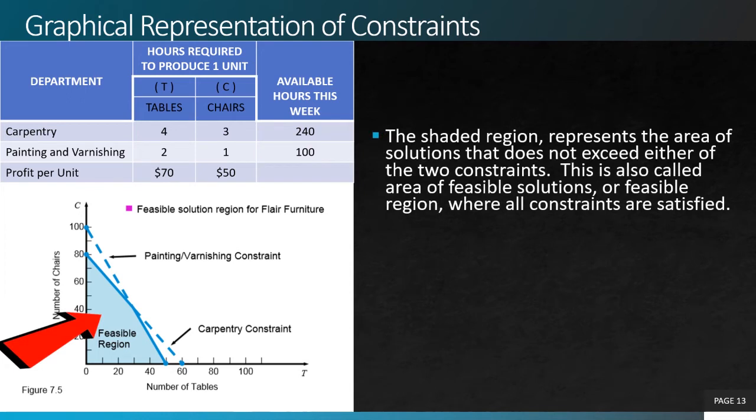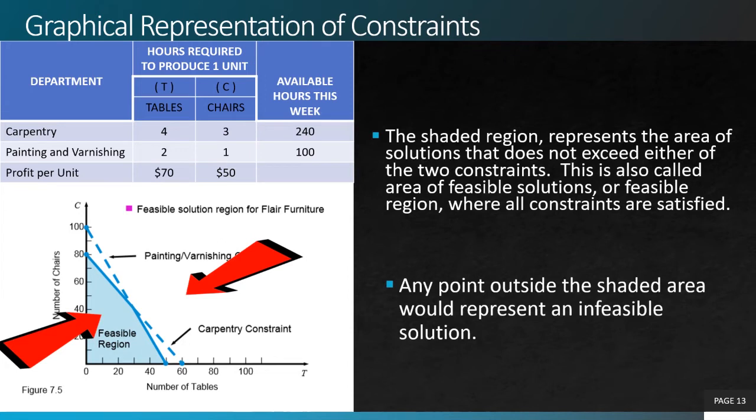The shaded region represents the area of solutions that does not exceed either of the two constraints. This is also called the area of feasible solutions or feasible region, where all constraints are satisfied. And any point outside the shaded area on the right side would represent an infeasible solution.